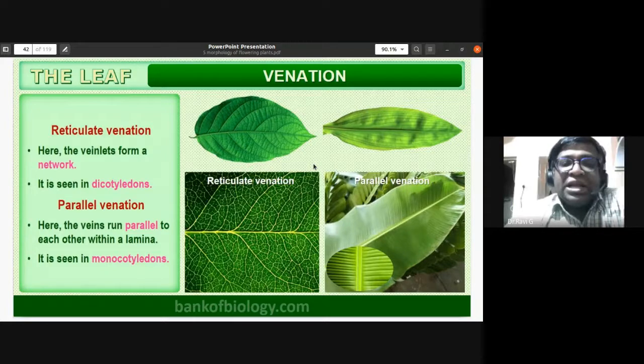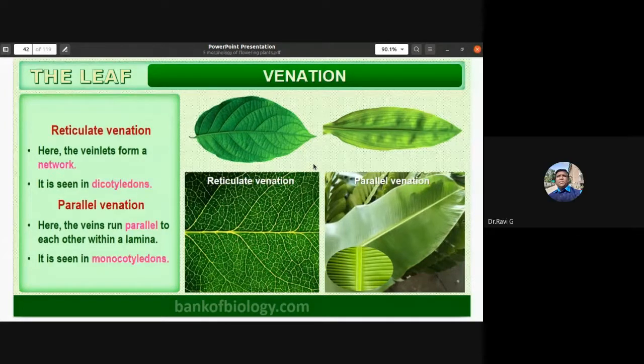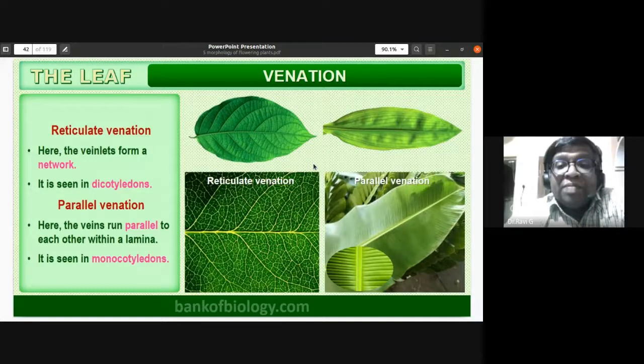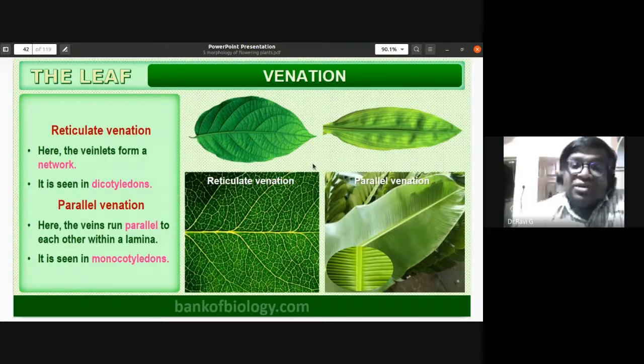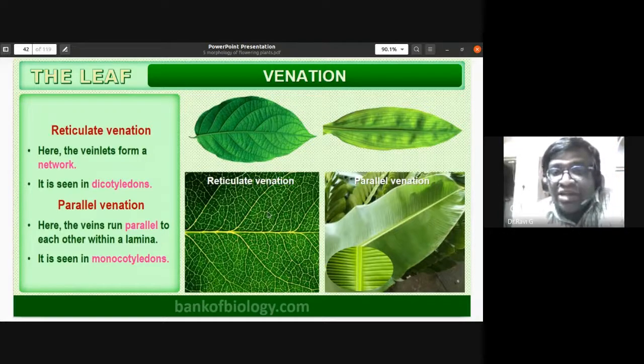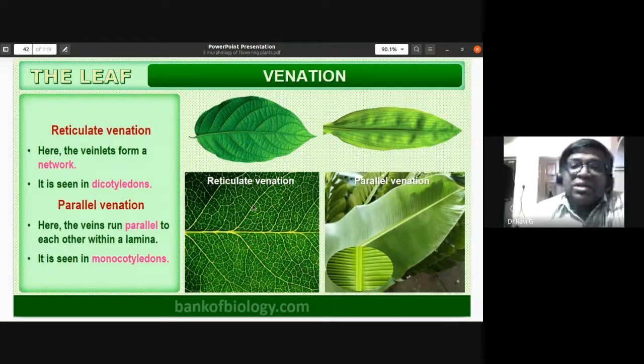In reticulate venation, the veinlets form a network. It is like a mesh-like pattern. They have a prominent midrib, and they have these veins and veinlets which are branched to form a network pattern. So that is the reason we call it reticulate venation. You can see the first two slides above with reticulate venation and a much more intricate level of this reticulate venation where you can find them branching, veins branching into veinlets. You can notice that there.